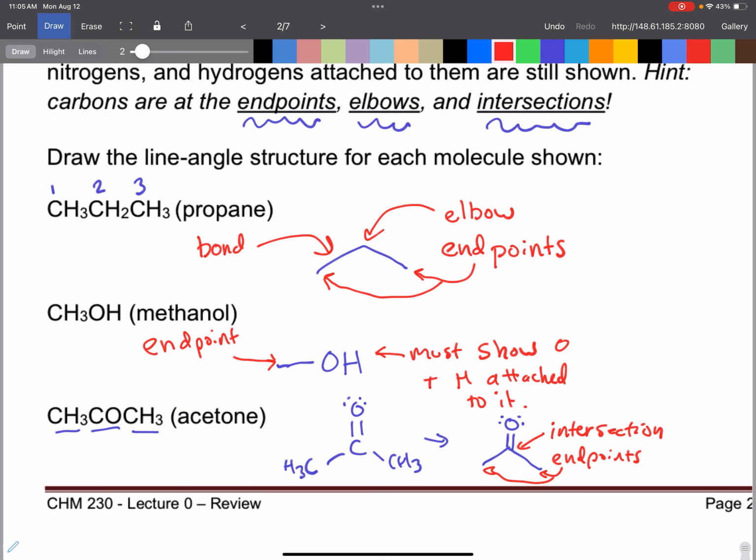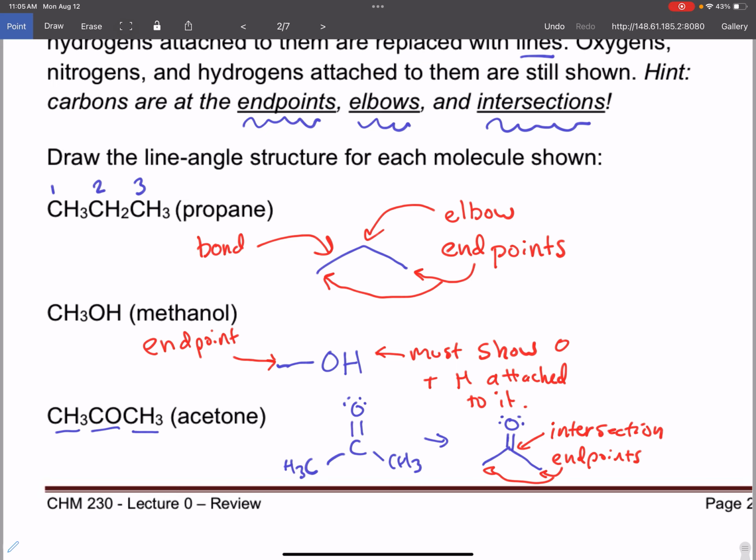So again, just to look at the structure, this central carbon is now an intersection, and so we're implying that it's there. And then these methyl groups, as we'll learn to call them, these CH3 groups here, are on the ends. But it's simplified in this much easier to see and draw form shown there.